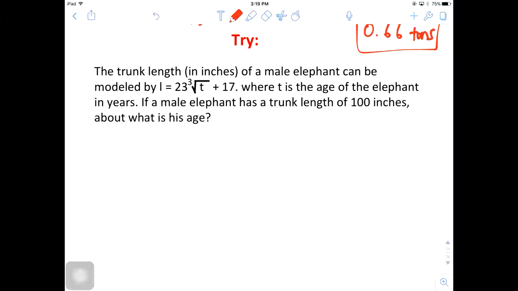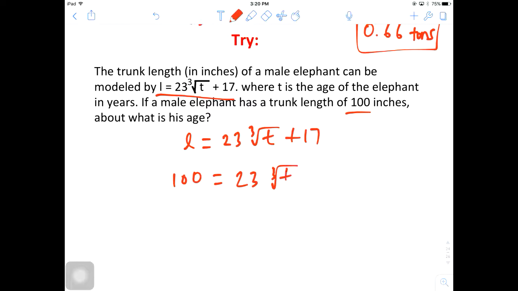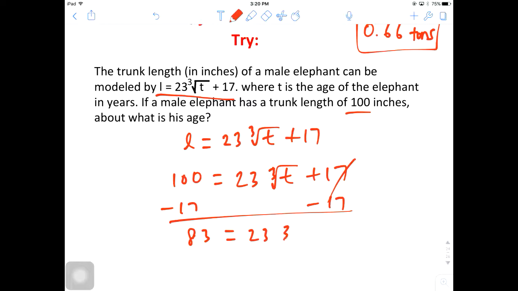The next problem: the trunk length in inches of a male elephant can be modeled by this equation right here, where t is the age of the elephant in years. If a male elephant has a trunk length of 100 inches, about what is his age? So I'm going to start by bringing the equation right here, and I'm going to substitute the given. L is for the length, right? So I'm going to substitute 100 for the length, and solving for t, the first thing I need to do is subtract 17, which will give me 83 equals 23 cube root of t.